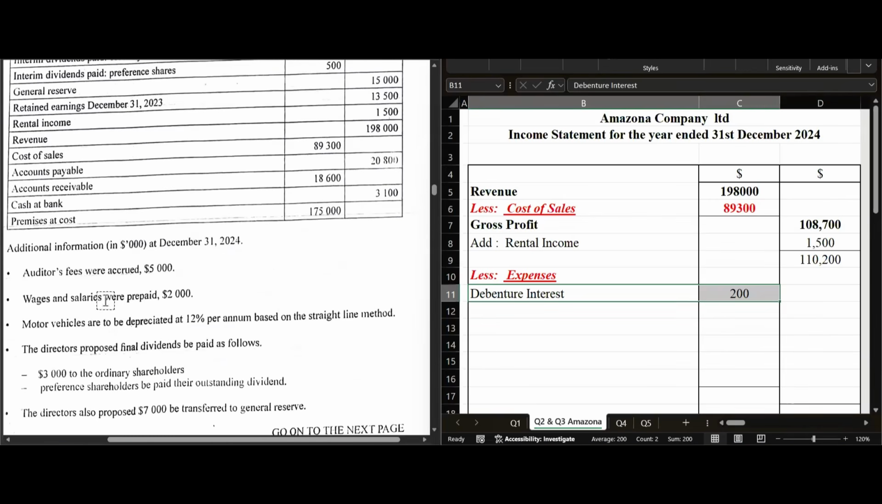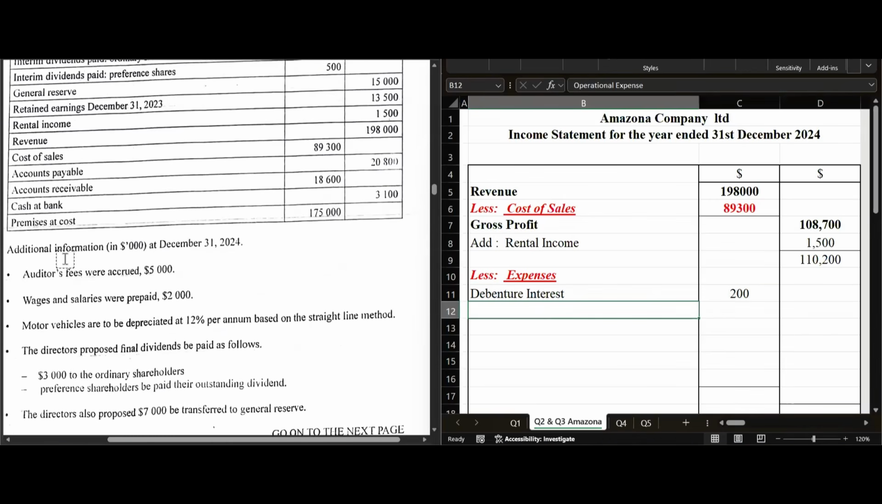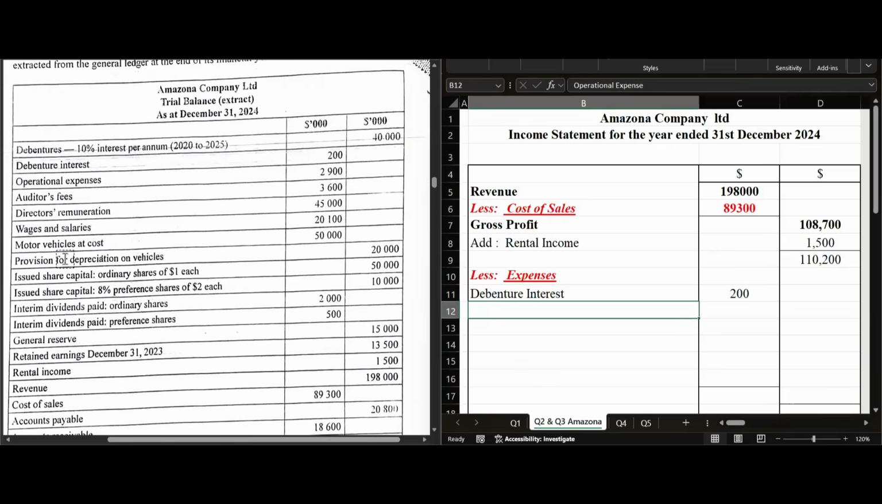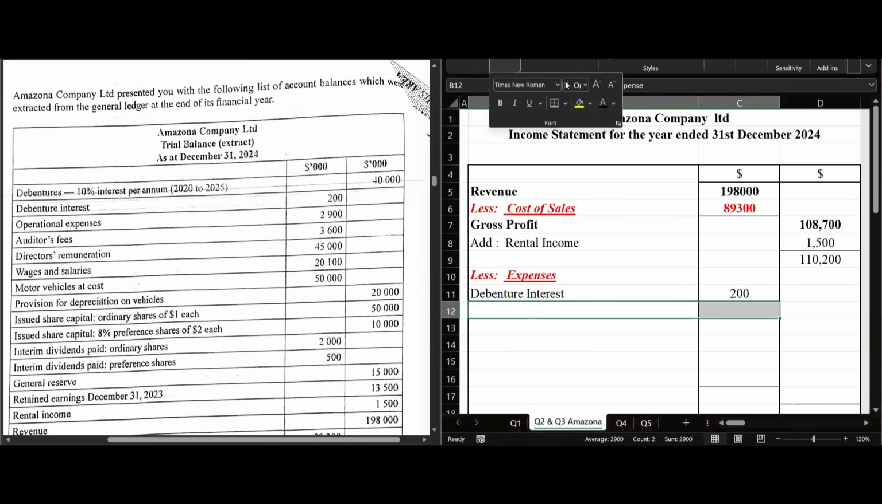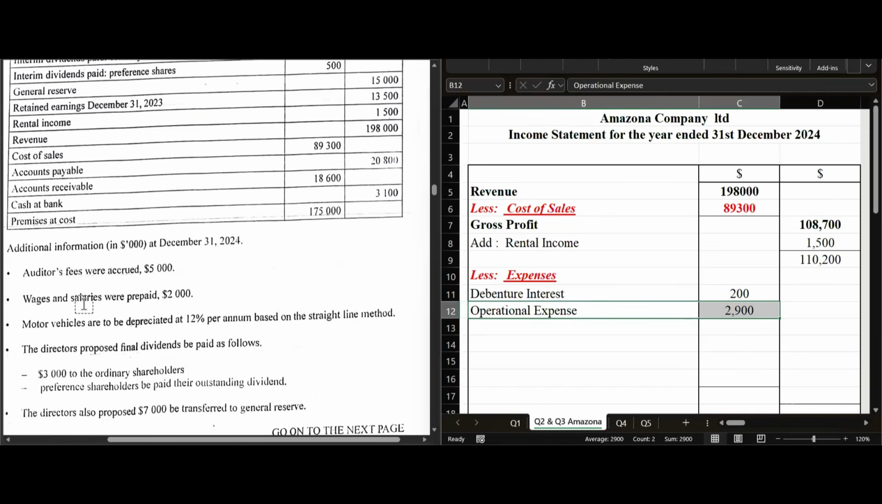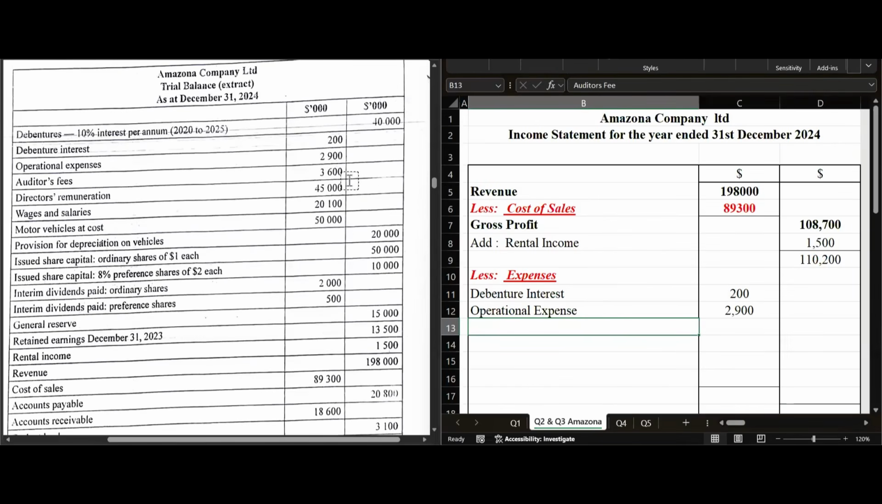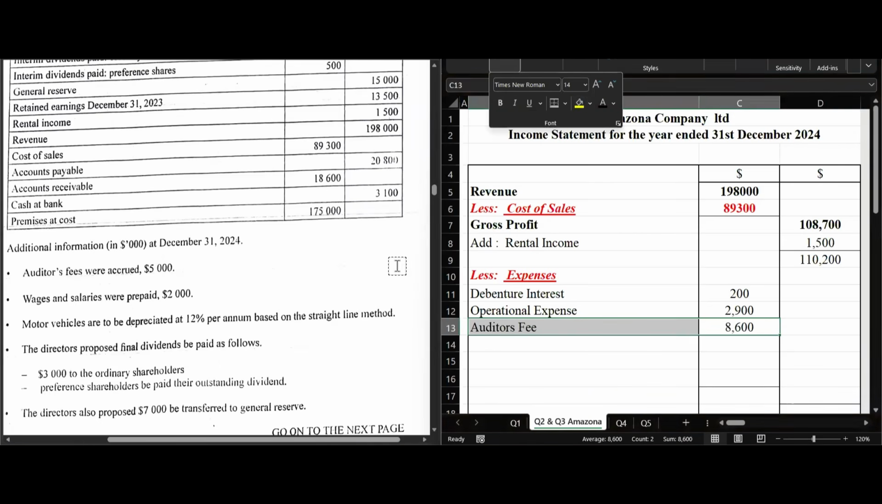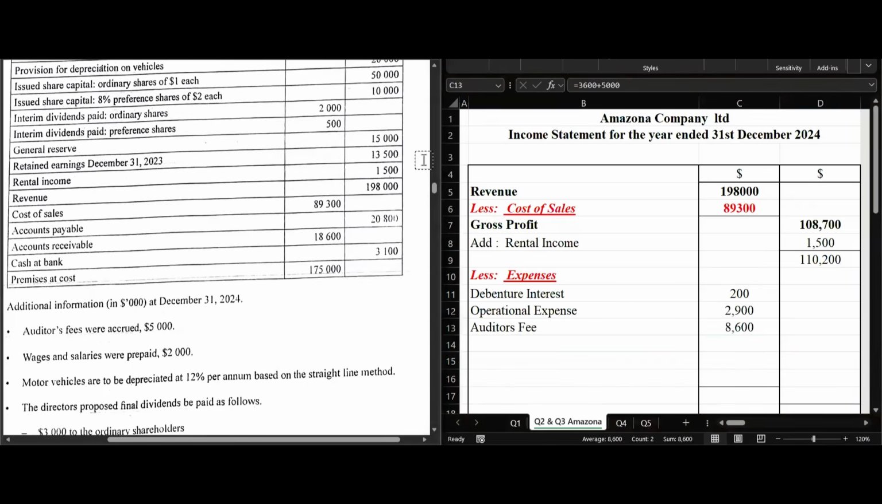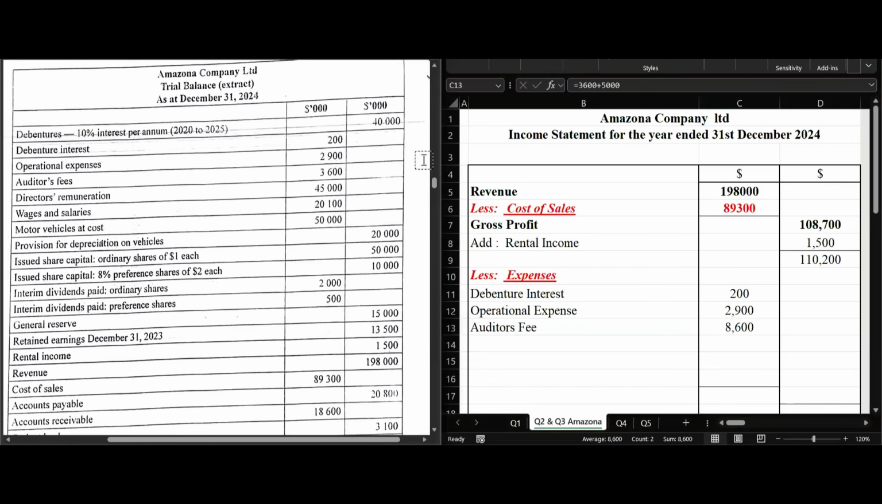Now, next up, we would have had our operational expenses. Let's see what those operational expenses would have been. Look at right below the debenture interest, 2,900. Let's check that out. Put it in. Great. Coming down below that, you will now have your auditor's fees. Auditor's fees 3,600, but you do have an adjustment for auditor's fees. Auditor's fees were accrued in the amount of $5,000. Let's put that in as well. Next done.